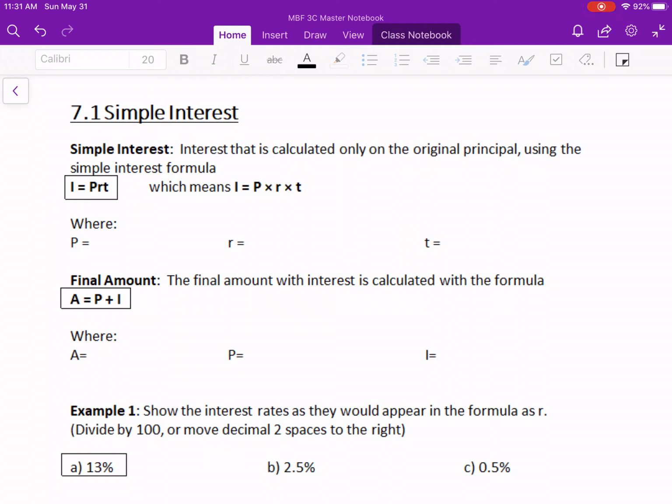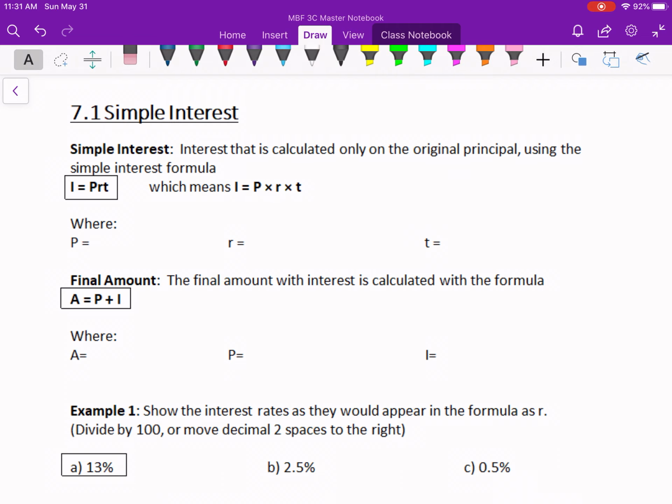Simple interest is interest that's calculated only on the original principal using the simple interest formula given as I equals PRT. So we have to define a few different terms here. So what does it mean by the original principal? That would be a good thing to start with.